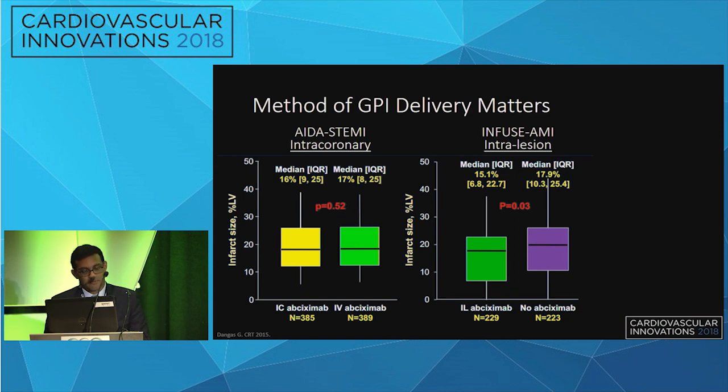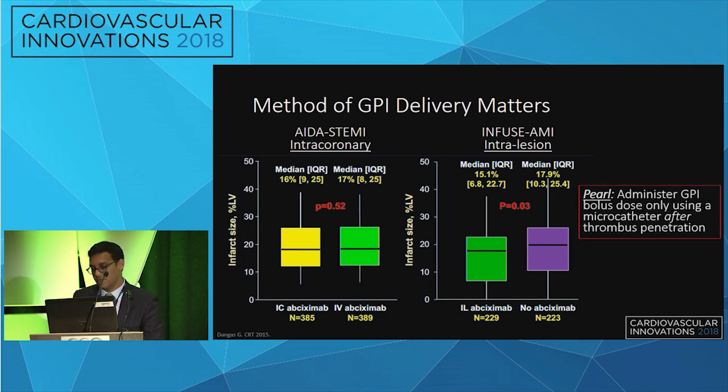In the study on the left, they compared intracoronary versus IV 2B3A and found that there was no significant difference. But in INFUSE-AMI, they compared intralesion 2B3A compared to no 2B3A. And this 2B3A was delivered specifically by a delivery catheter to the lesion. And they found that there was a modest improvement and a decrease in the infarct size.